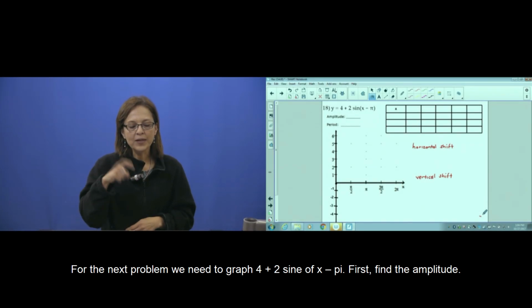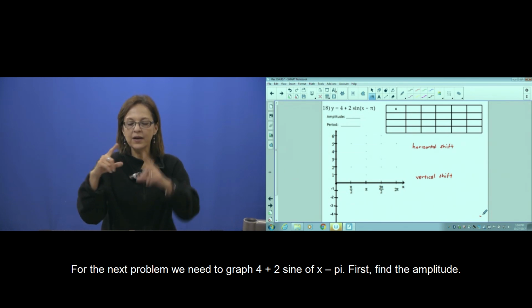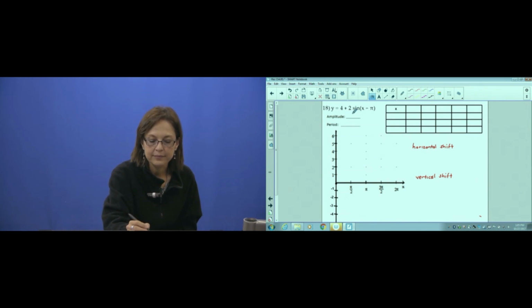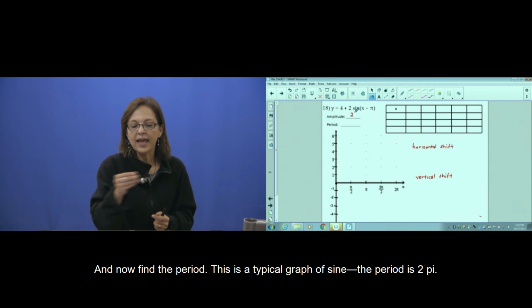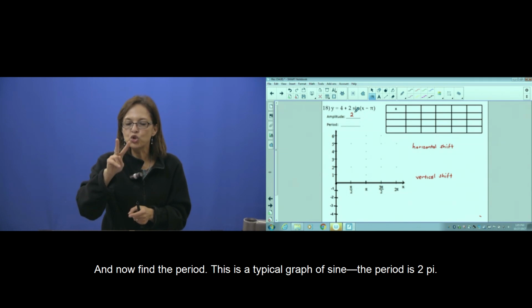The next problem, we need to graph 4 plus 2 sine of x minus pi. First, find the amplitude and the period. This is a typical graph of sine. Period is 2 pi.